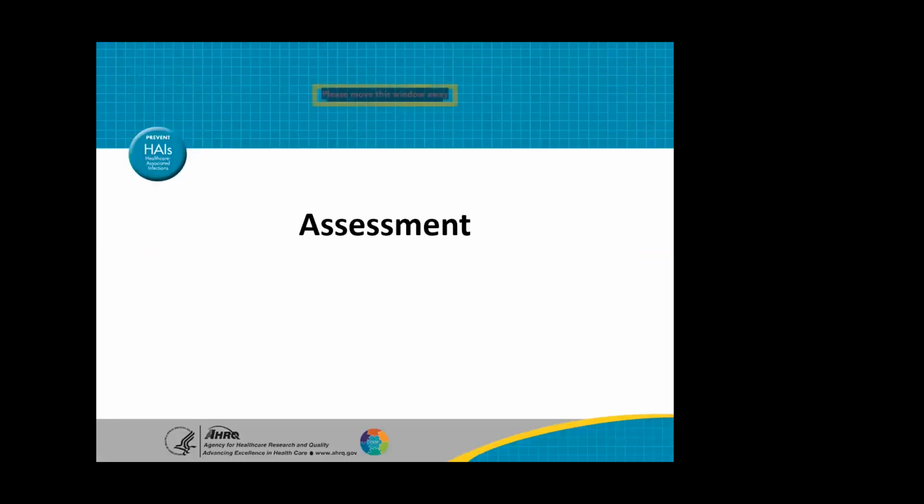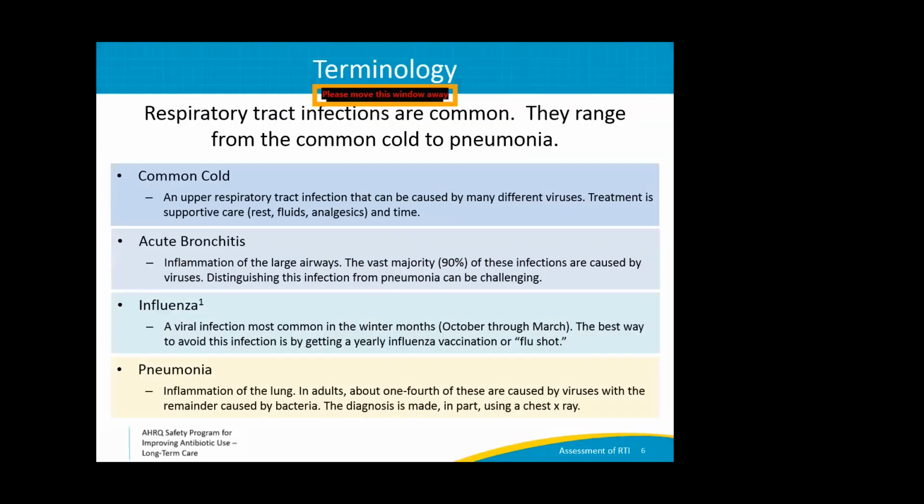So first, let's talk a little bit about assessing a resident with a suspected respiratory tract infection. First, we'll start with defining some of the terms that I'm going to be using for the duration of the presentation. There are many different types of respiratory tract infections that you're likely to encounter in a skilled nursing facility setting. So first, we have the common cold.